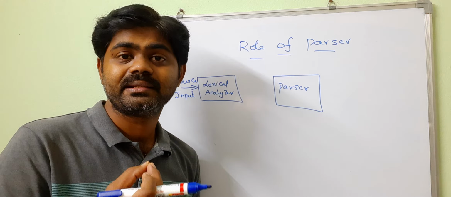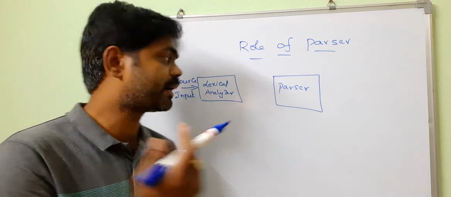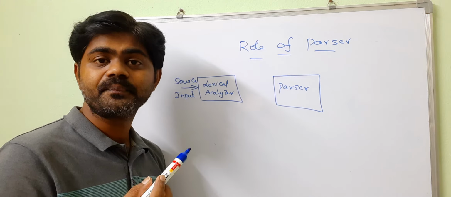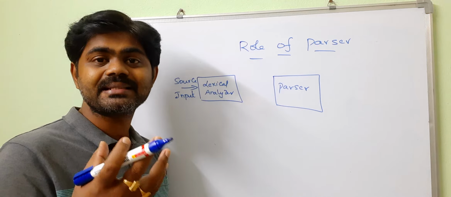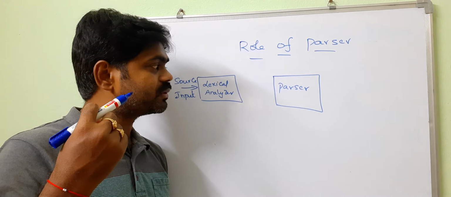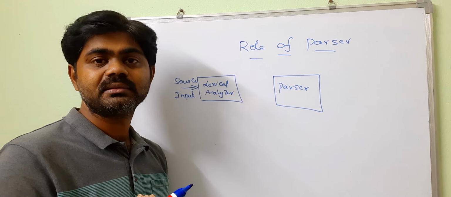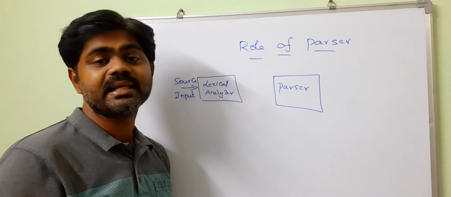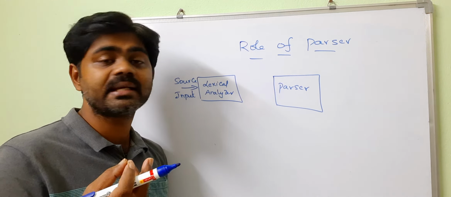As I said, in lexical analysis we divided our source program. So this is the source input, and we divided the source input into a group of tokens. So what does the parser need here? The parser needs tokens. With whom will the parser ask? Who will the parser demand from? Tokens are present with the lexical analyzer, right? So the parser will demand tokens from the lexical analyzer.